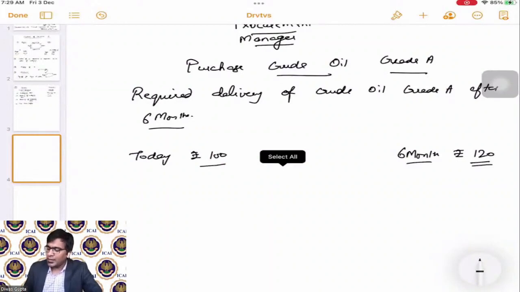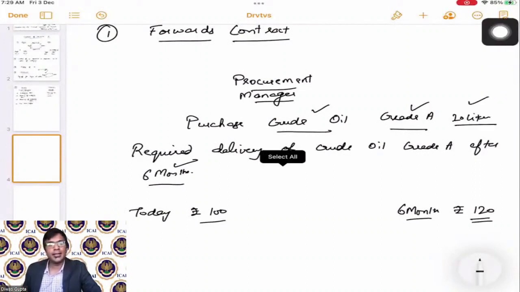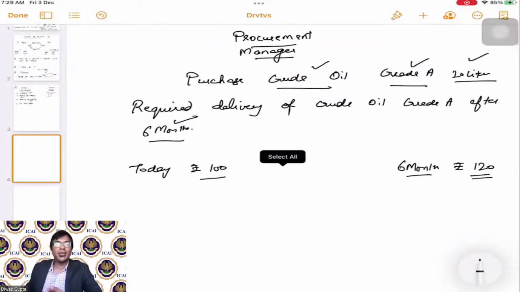You know that there is certainty of what? Quality, underlying asset, correct? Expiry. These are all certain elements. And also, let me introduce here that you need to purchase crude oil grade A, 20 liters. So the quantity is also certain. What all things are certain to you as of now? You know that you have to purchase crude oil, which is the underlying asset, grade A, which is the quality, quantity is 20 liters, and for after 6 months, you need the delivery. That means the expiry would be 6 months, correct?